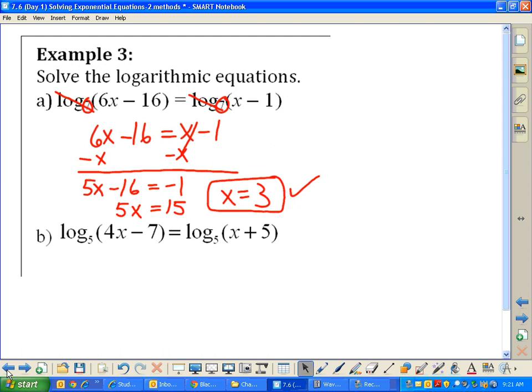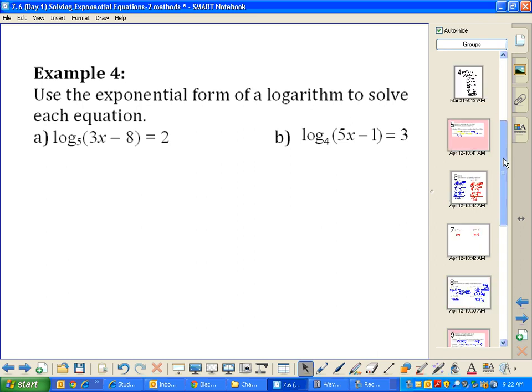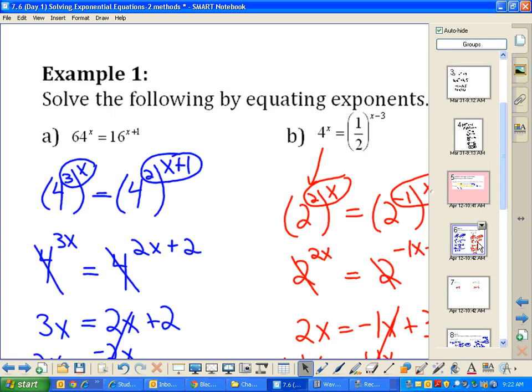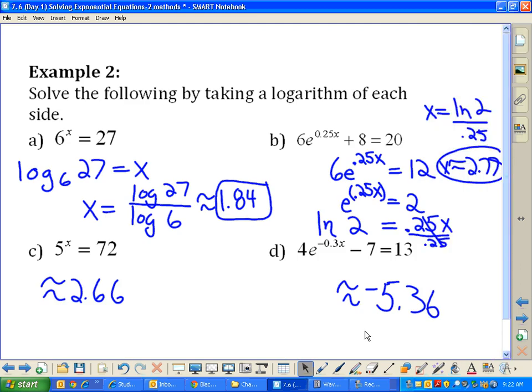So next up, in example 4, we are asked to use the exponential form of a logarithm to solve each equation. I'm actually going to show you 2 ways to take care of this problem. I'm going to follow the directions for one, and then in part B, I'm going to do the problem in a slightly different way. So you might recall from Friday's lesson, when we were asked to solve an exponential equation, we ended up quite frequently just taking a logarithm of both sides.